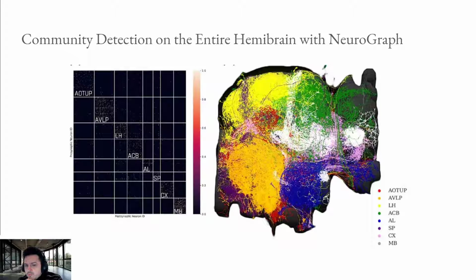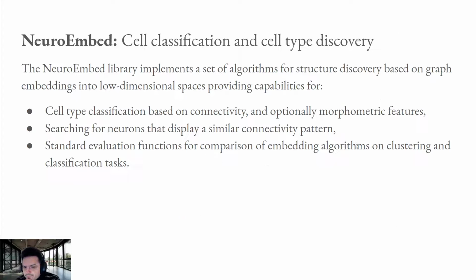Here, we show the Louvain algorithm applied to approximately 20,000 neurons in the hemibrain dataset. We observe a number of communities that correspond to known structures in the brain, and on the right I have visualized neurons according to the clusters that they were grouped into.